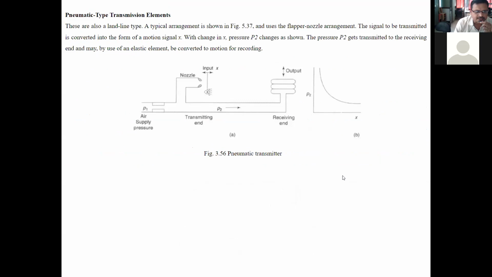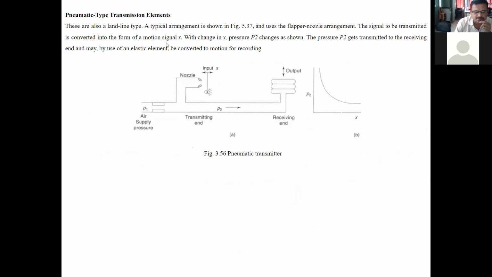Next is pneumatic type transmission elements. These are also landline type. A typical arrangement is shown in the figure and uses the flapper nozzle arrangement. See that this is a flapper, this is a nozzle.